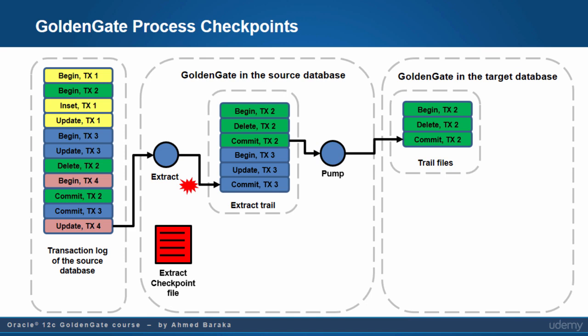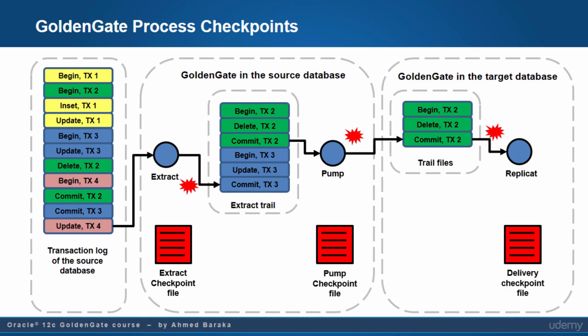The data pump process does a similar job. It reads from the extract files and sends the data to the target database. It issues a checkpoint and saves it in a checkpoint file. Again, the checkpoint information represents the process reading and writing positions. The replicate reads from the trail file in the target database. In the same way, it issues a checkpoint and saves it in its checkpoint file. In summary, the reading and writing positions of every process are saved in their checkpoint files.